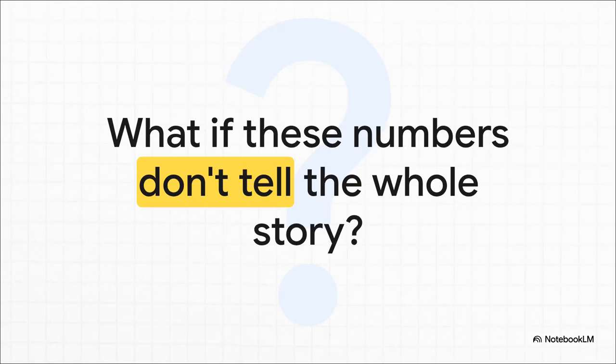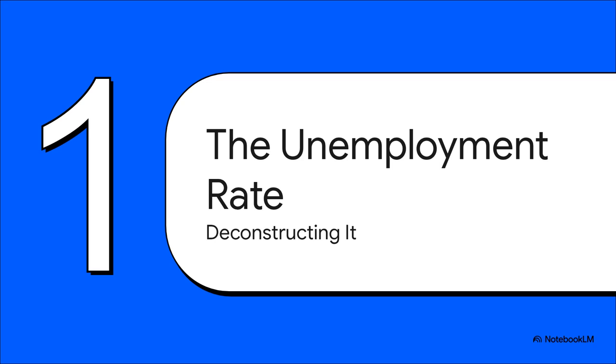And that brings us right to the heart of it. What if these incredibly powerful market-moving numbers are way more complicated and honestly a lot more misleading than we think? What's really hiding behind that headline? To figure that out, let's start with the big one, the most famous statistic of them all, the unemployment rate. We hear it all the time, but do we actually know what's in it?